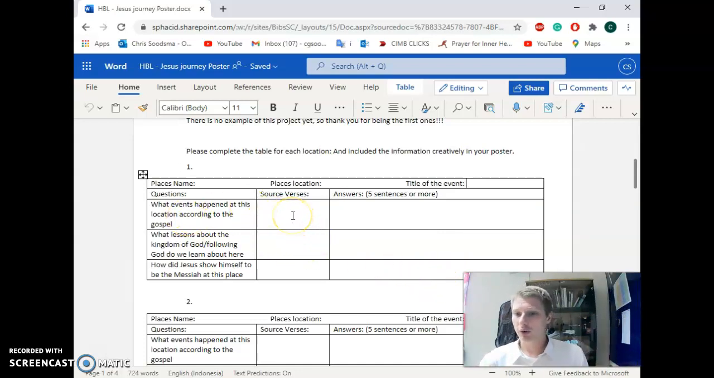Some people might not know. So 5 sentences, describe what's going on. Sources from John, Mark, Luke, any of the 4 Gospels. You can use as sources to gain information about what happened at this location.